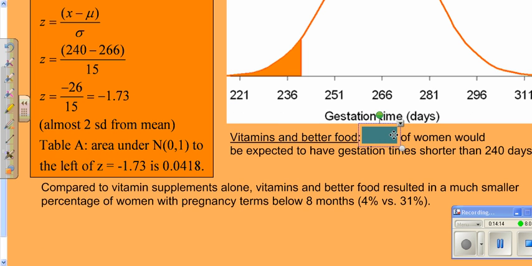So with the vitamins and food, it's a little more than 4% of the women who end up having preemie babies. So vitamins and food was only 4%, vitamins only was 31%, so therefore the vitamins and food definitely helps.